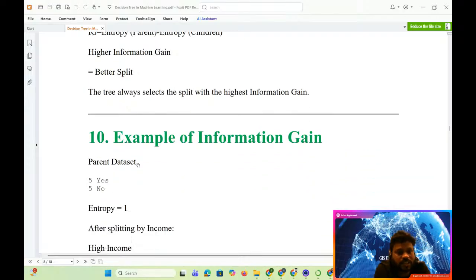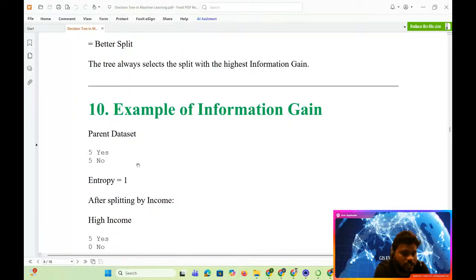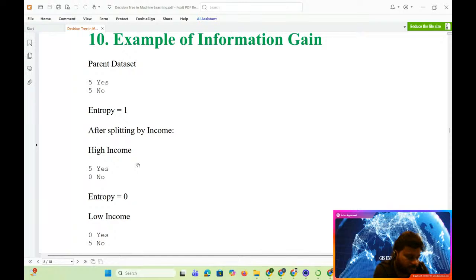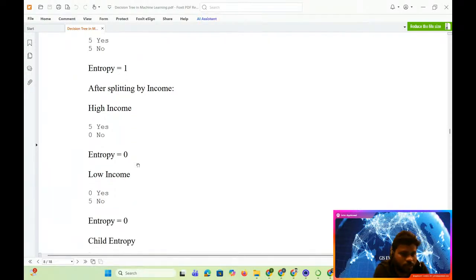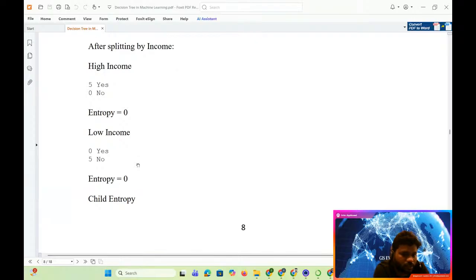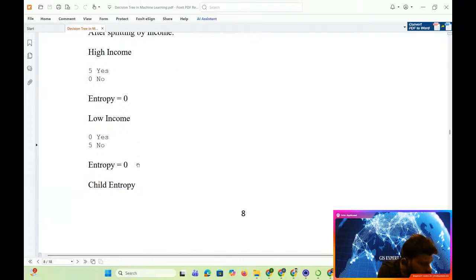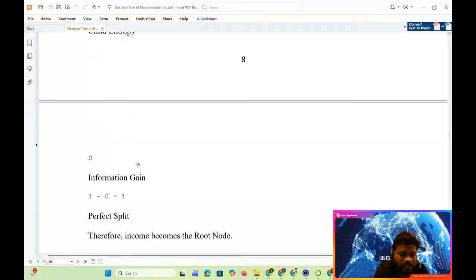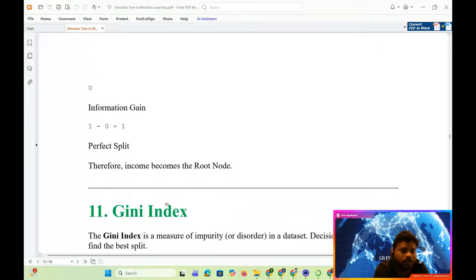Example of information gain: the parent data set has 5 yes and 5 no, so entropy is 1. After splitting by income: high income has 5 yes and 0 no, so entropy is 0. Low income has 0 yes and 5 no, so entropy is 0, and the child entropy is 0. So information gain is 1 minus 0, equal to 1. This is a perfect split, therefore income becomes the root node.